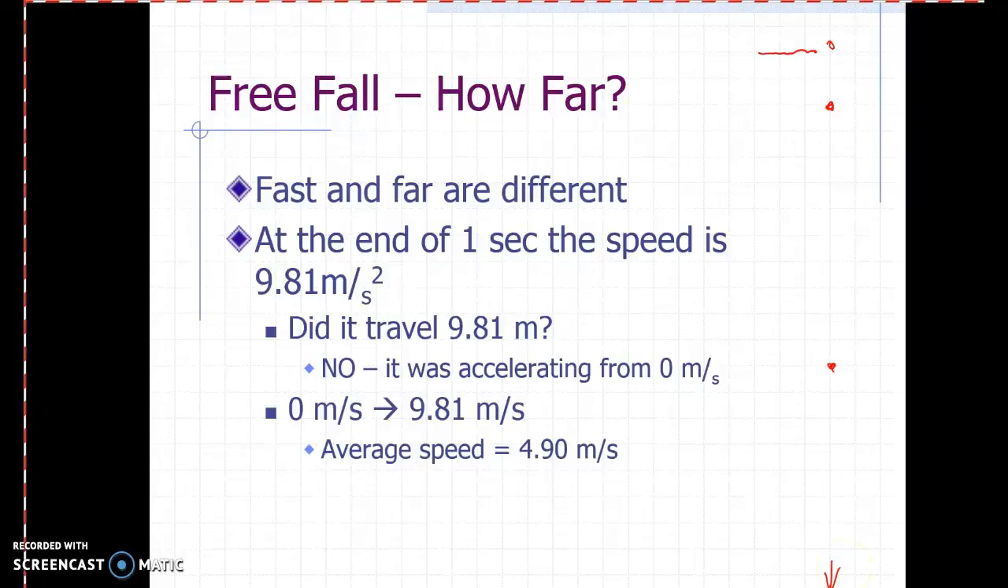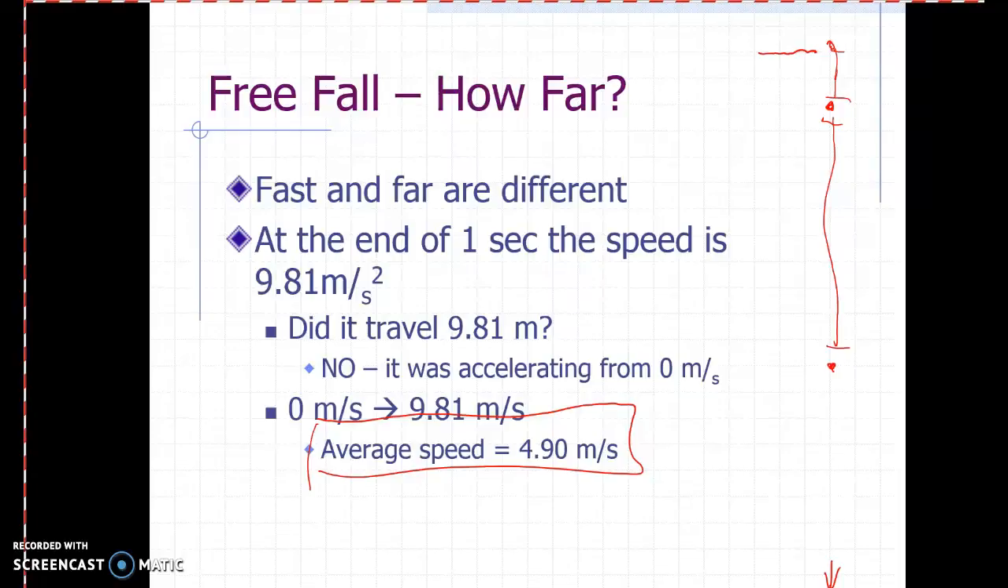Each second it's accelerating at 9.8 meters per second squared, which means the distance between each second is increasing exponentially, all right? Each time it's increasing dramatically. That means if you were to take an average speed of all the ball drops, instead of instantaneous speed, its average would be 4.9 meters per second.